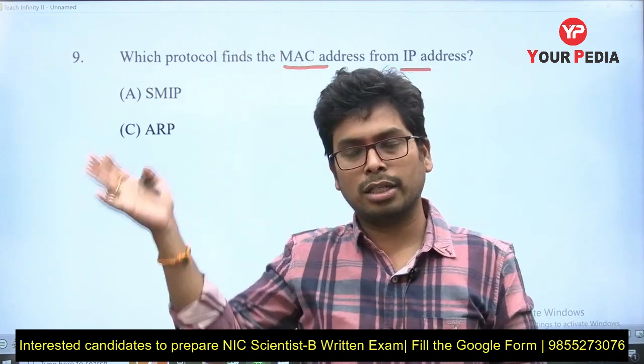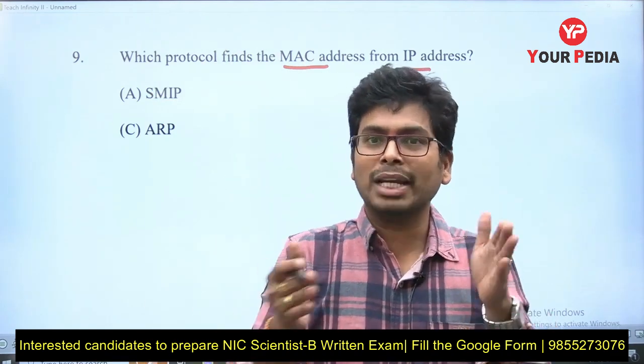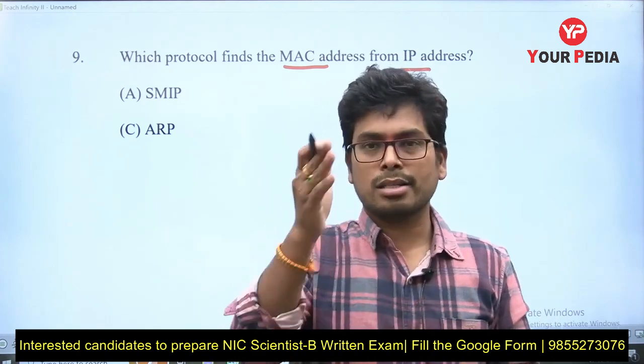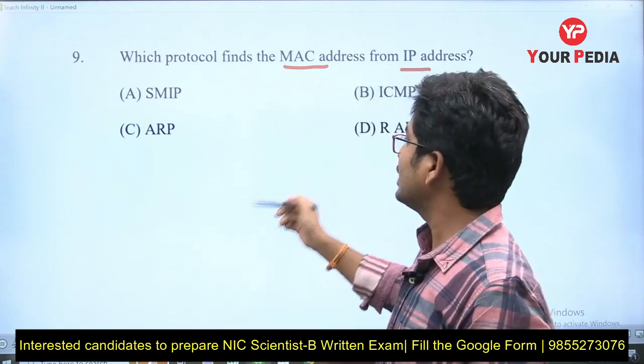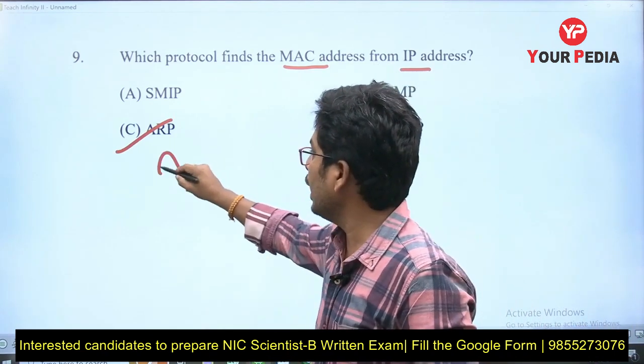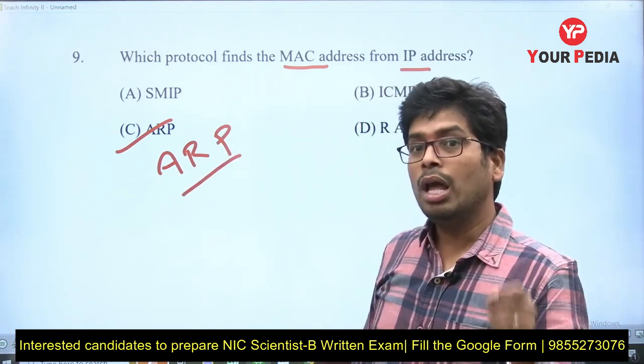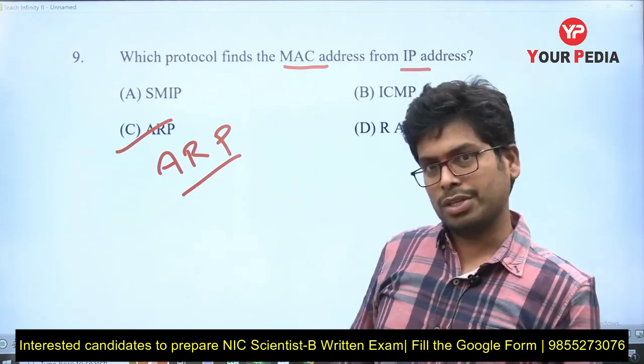Then system A can send the data to this system B. For this purpose, we will use a separate protocol called Address Resolution Protocol. So the answer is ARP. Address Resolution Protocol, ARP, is used to identify the MAC address of the system.